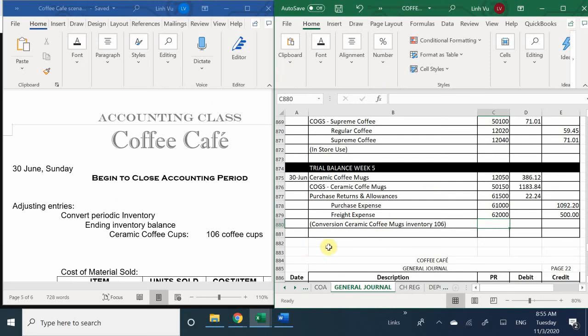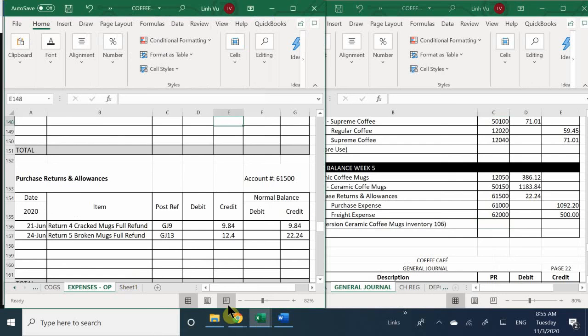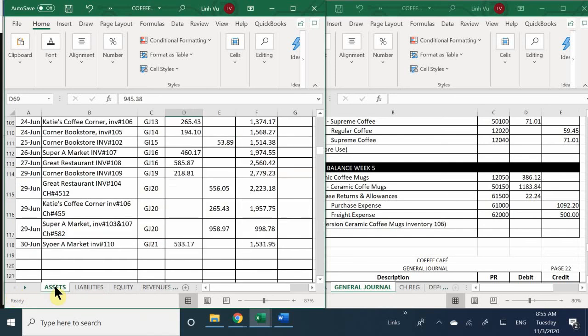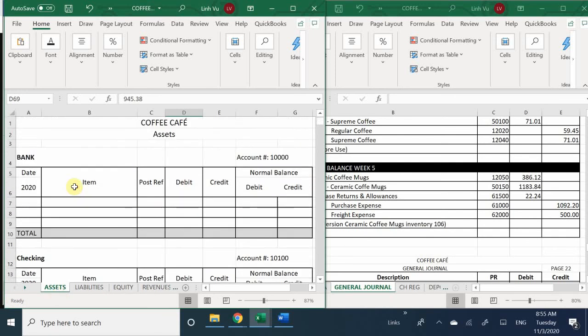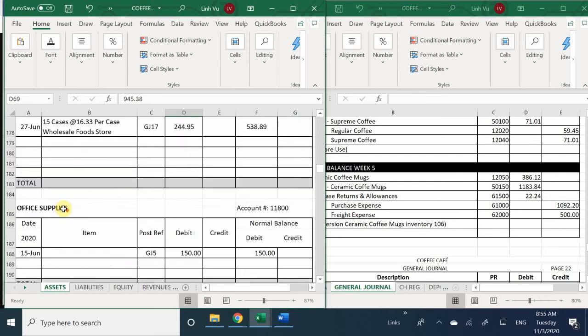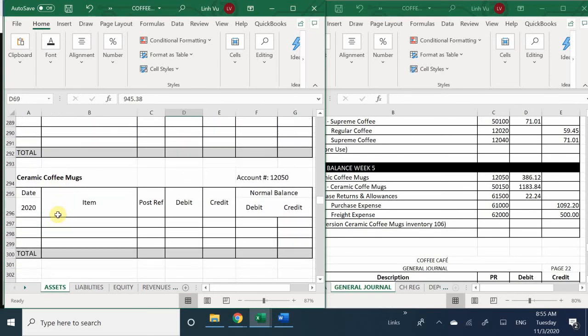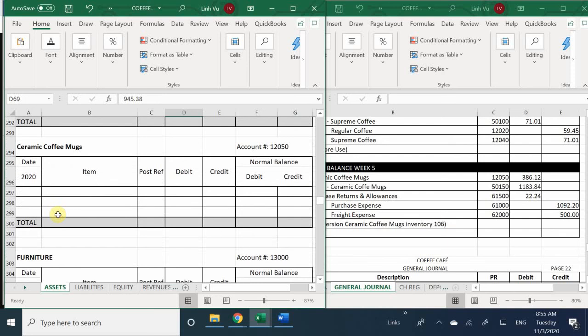You have to post to the ledger. Post it to the ledger. Yes, ma'am. So here's the ledger. Where are we going to start off with? Ceramic coffee mugs. All right, we're going to start with our inventory. So, here's my regular coffee. Here's my supreme coffee. Here are my ceramic coffee mugs. All right, so 630.